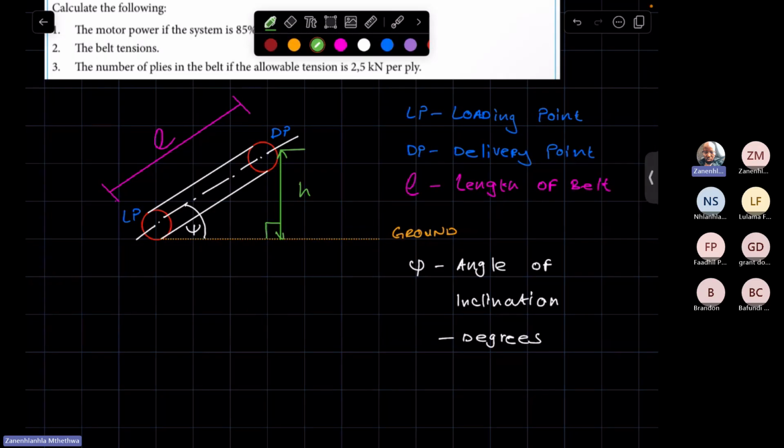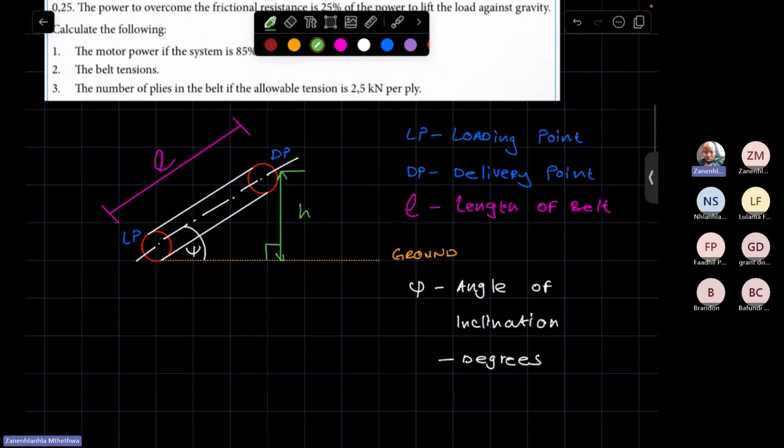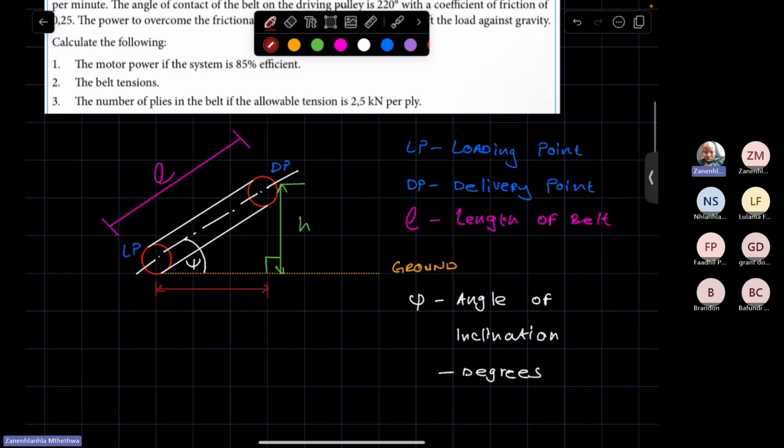Before I get to that, sometimes you are given even this distance, essentially the horizontal distance of the delivery point. So that distance.